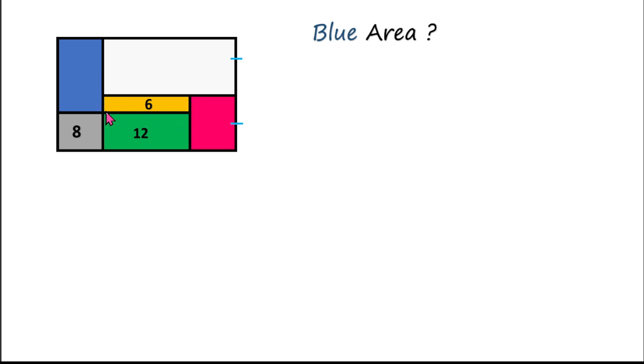Like this, the area of this yellow rectangle is given as 6 unit square, the area of this green rectangle is given as 12 unit square, and the area of this gray rectangle is given as 8 unit square. Also, according to the question, the height of this one and this one is equal. Okay, then we have to find the area of this blue rectangle.